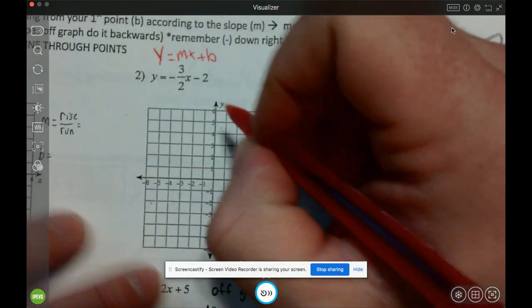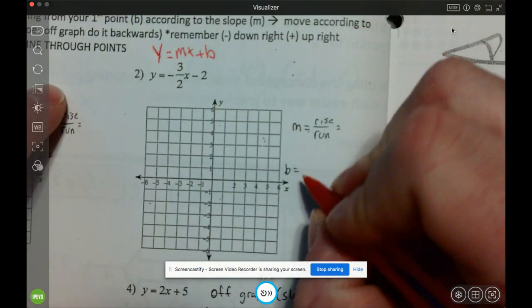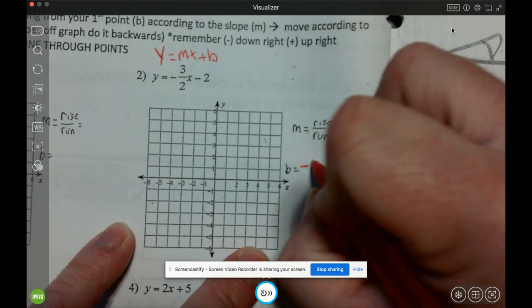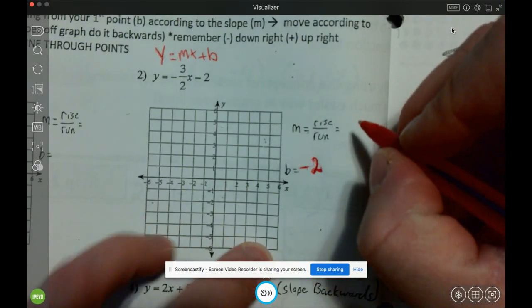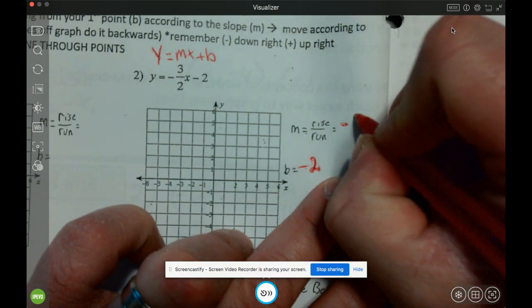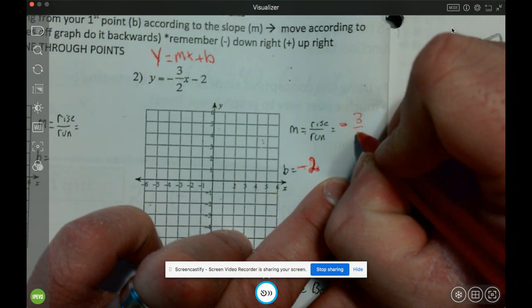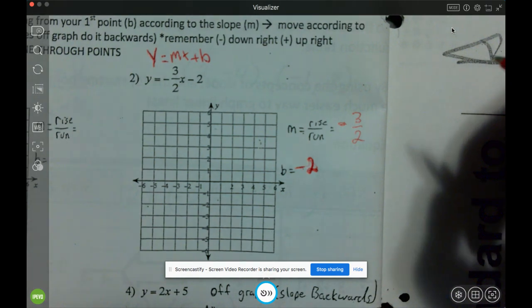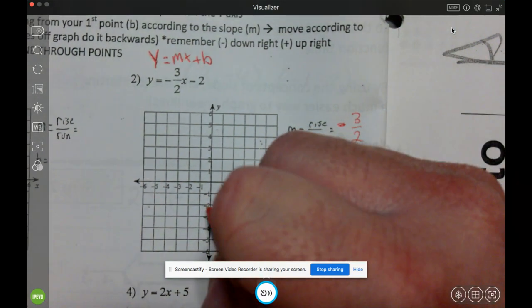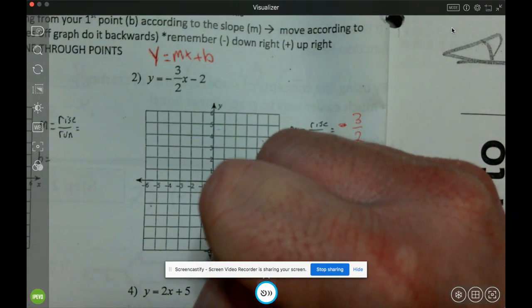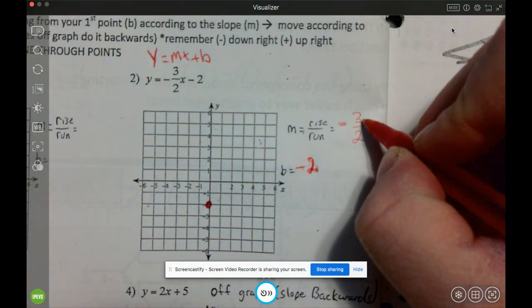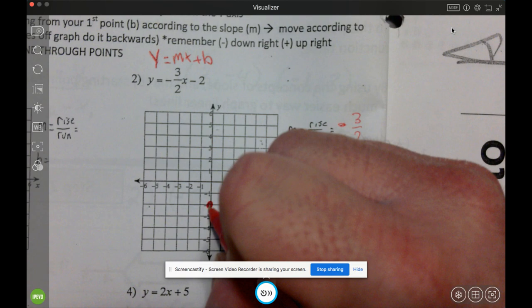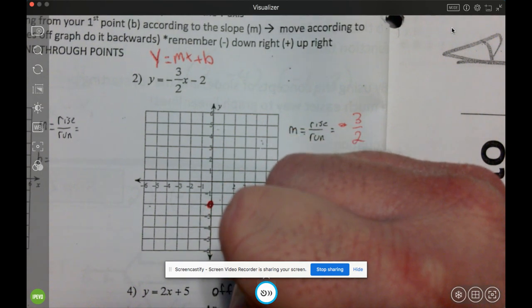So this one, number 2, hopefully you realize that -2 is the y-intercept on the y-axis. That's your b value. And your slope was also negative, but this was 3/2. So when you graph this, you start at -2 on the y-intercept, and then you go down 3 for your rise or your fall, and then over 2. 1, 2, 3, 1, 2.